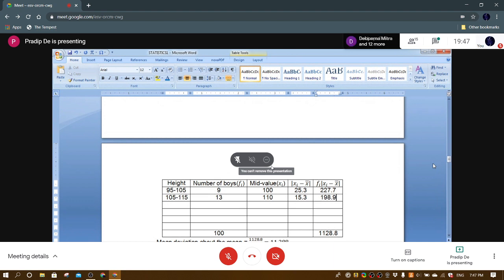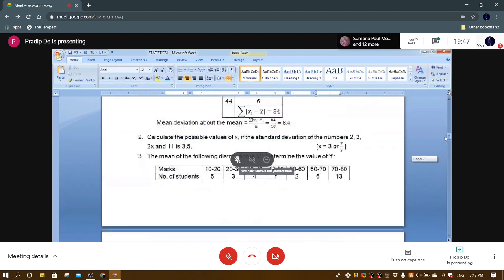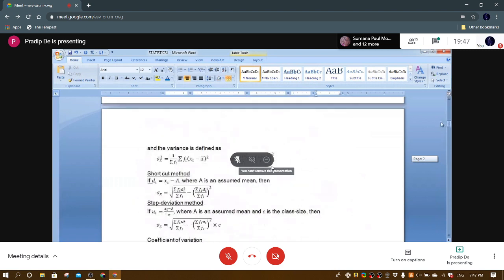After squaring these deviations from the mean, we multiply them with the corresponding frequencies. Then we add them up. And at the end, divide by sigma fi, total frequency, and take the square root. Take the square root because initially we squared all the deviations. So what do I mean? Standard deviation, what is it? Let's have a look.